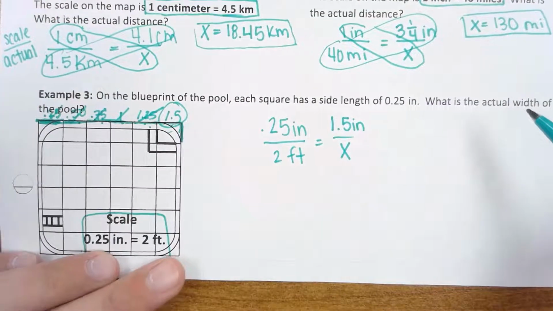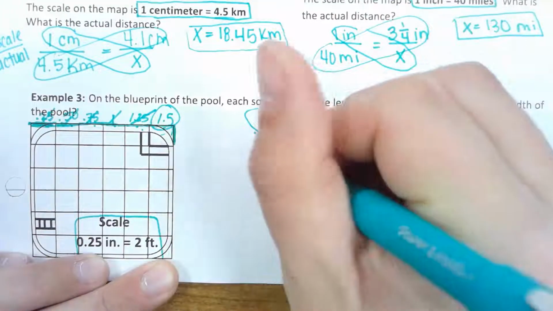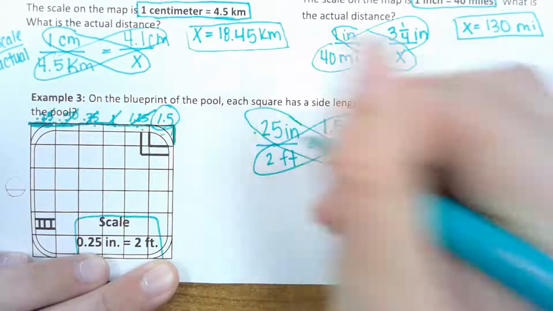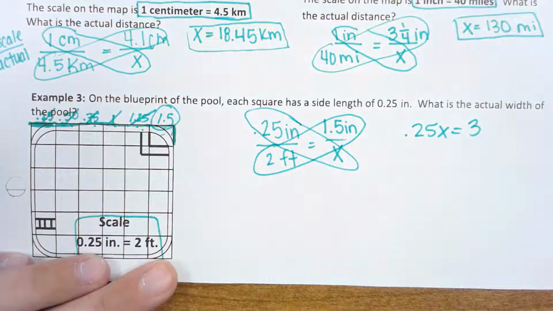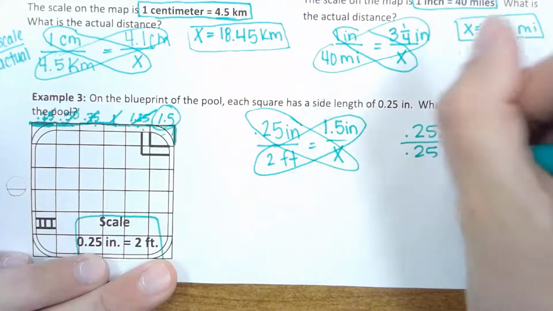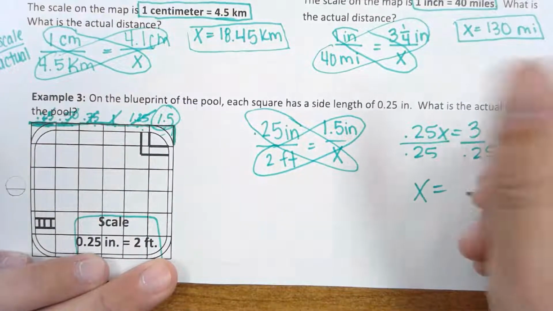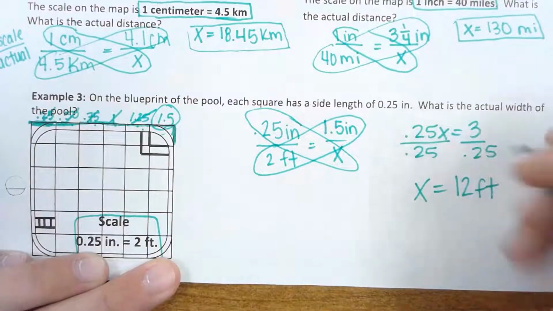Okay, so let's go ahead and solve this. 0.25 times x is 0.25x. 2 times 1.5 is 3. And then the last step to get x by itself is to divide by that 0.25 on both sides. And 3 divided by 0.25 gives us 12 feet.